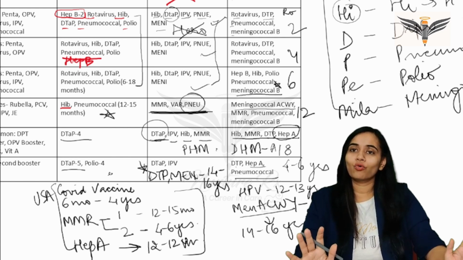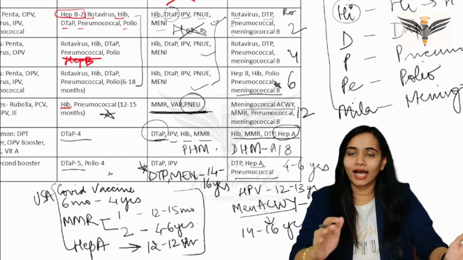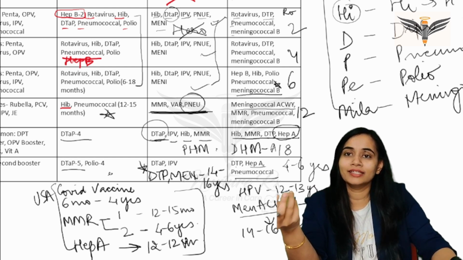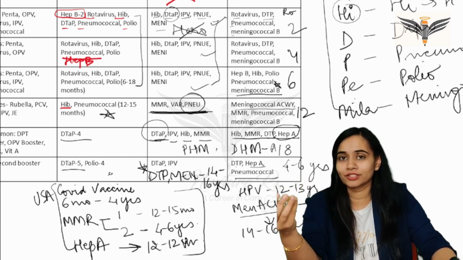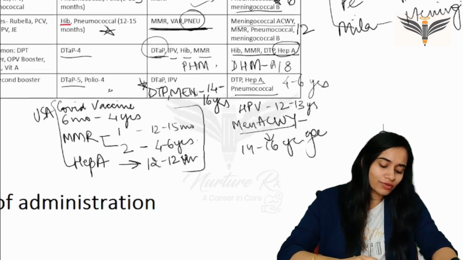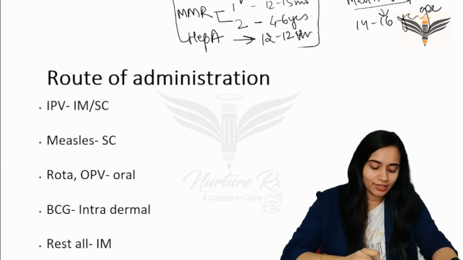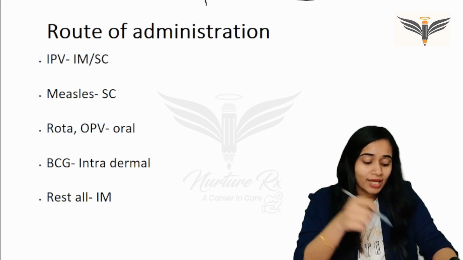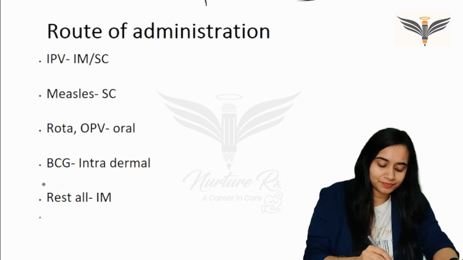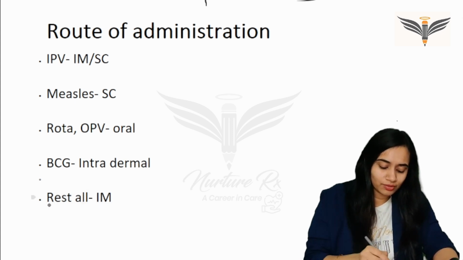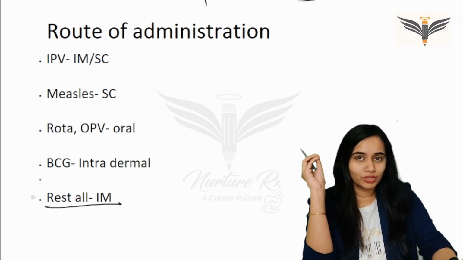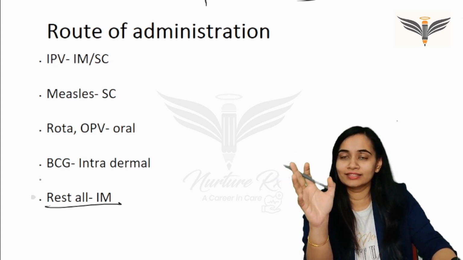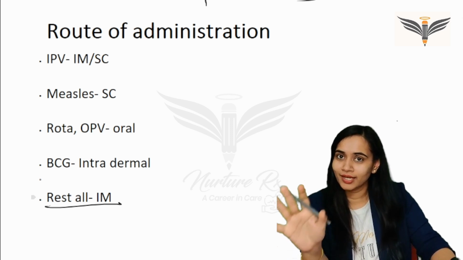So now we have seen what all vaccines are given and at what time they are given. Now another important aspect of vaccine is what is the route of administration of these vaccines. So route of administration is again very easy to remember. I'll tell you how. So here we have the route of administration written on your screen. See, if you want to make a fluke, if you want to guess, you put a tick on IM because most of the vaccines are given by intramuscular route, right?